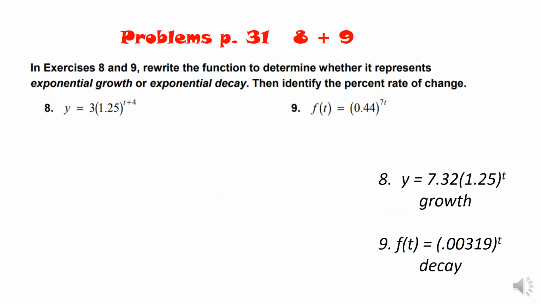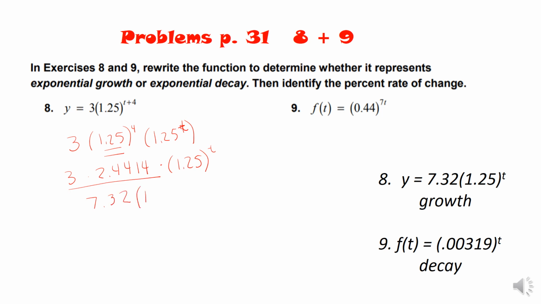All right, okay. For these two, number 8, you're going to go 3 times 1.25 to the 4th times 1.25 to the t. The reason you're going to do that is because it's t plus 4, so we know that we're multiplying the bases by each other, and that one should be a t. Okay, so now I'm going to calculate this one, and I get 3 times 2.4414 times 1.25 to the t, and then I'm going to multiply this, and I get 7.3242 whatever times 1.25 to the t, and I can see that it's growth. But you need to get the whole equation simplified because it's saying rewrite the function. So when they tell you to rewrite it, you have to finish, not just get to the point where you can see the t by itself.